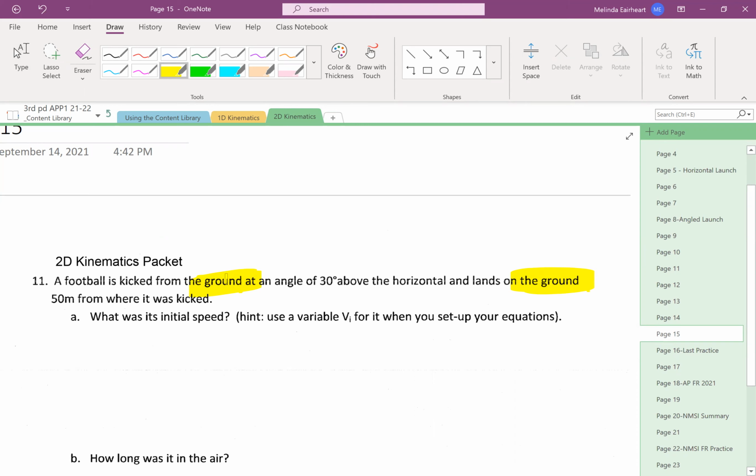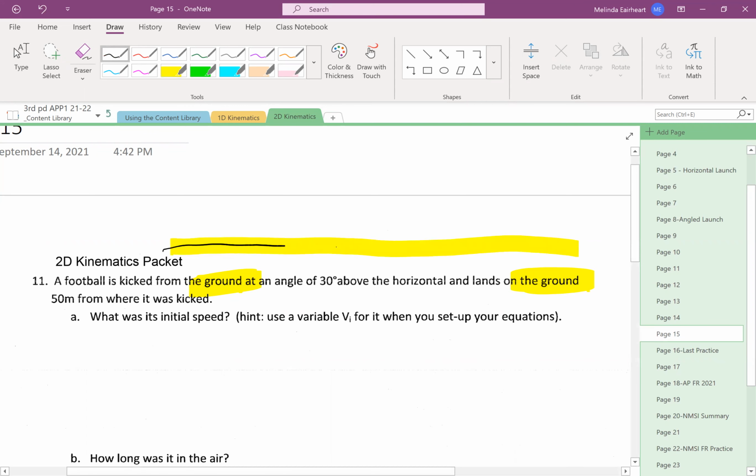Now they're giving you a hint here. Use the variable VI for when you get your setup equations, okay? You'll see what all that means here in a second. Let's get a little picture here. We've got our football, or whatever it is. Again, we don't care about the kick, we care about after the kick. So we're going to just say it leaves the ground at some VI, that's what we're looking for. And they do tell us 30 degrees.